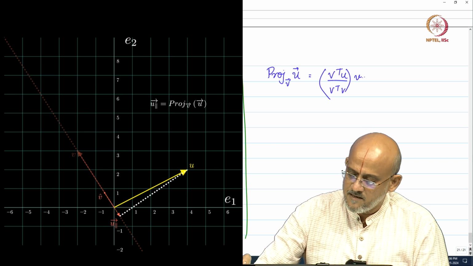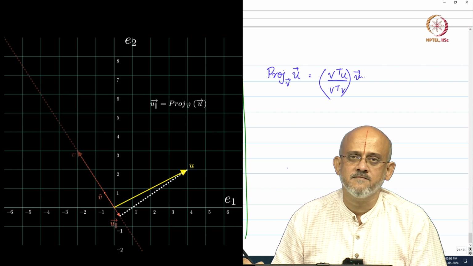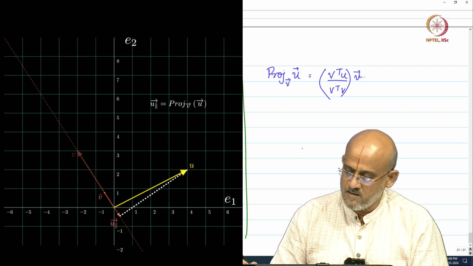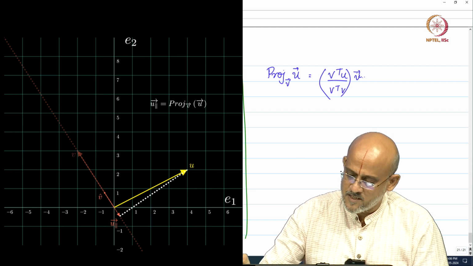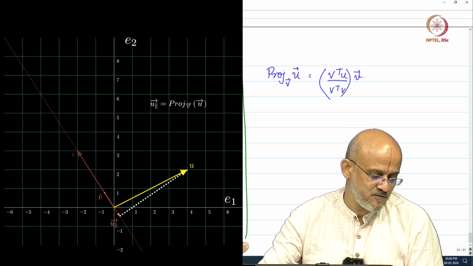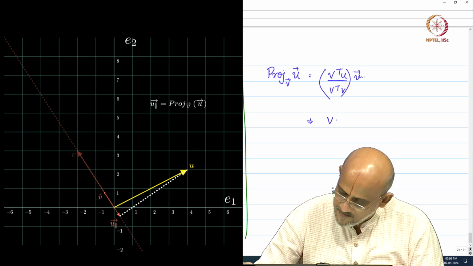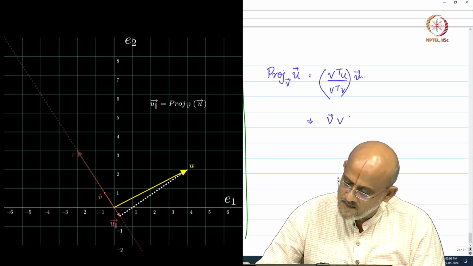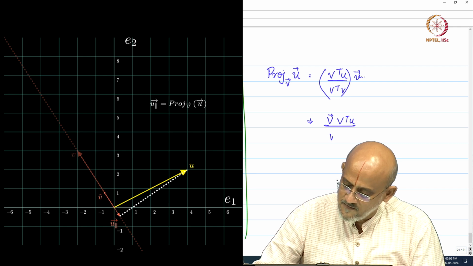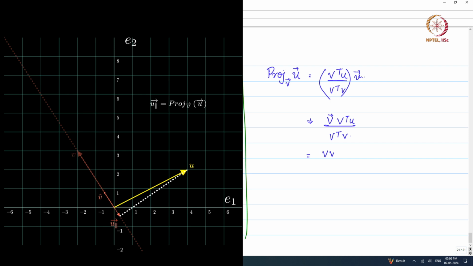Now this is a scalar and that is a vector. It is like saying 5x, I will say x into 5, I can write this as 5 into x. So what I do is, I basically bring this v here, so I get v transpose u divided by v transpose v, which is basically v v transpose divided by v transpose v into u.